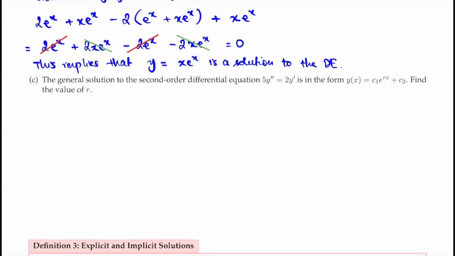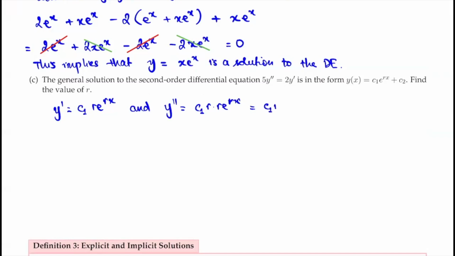So again, given y, you need to find y prime. So the derivative of the first term. In this case, C1 and C2 are constants, and r is also a constant, and r is what we're looking for in this problem. The derivative of the first term gives me C1 times r times e to the rx. The derivative of C2, since C2 by itself is constant, is 0, so I'm not going to write it down. So the first derivative gives you C1 times r times e to the rx. And what about the second derivative? Given the first derivative, the second derivative is C1 times r, then take the derivative of e to the rx, you have r times e to the rx.